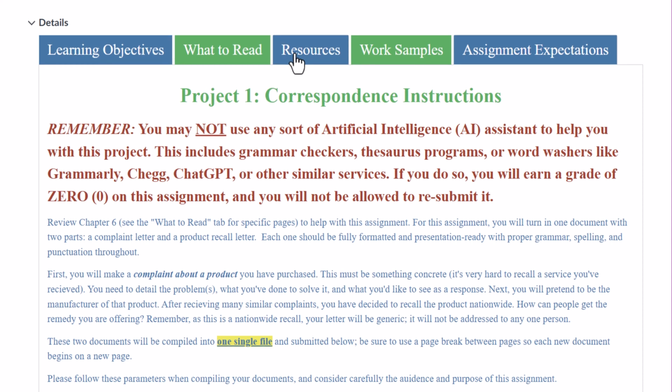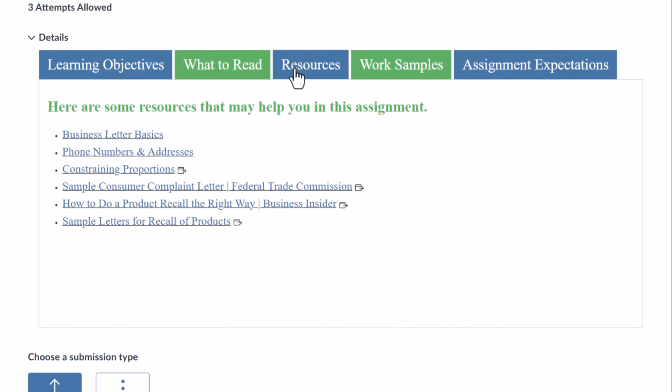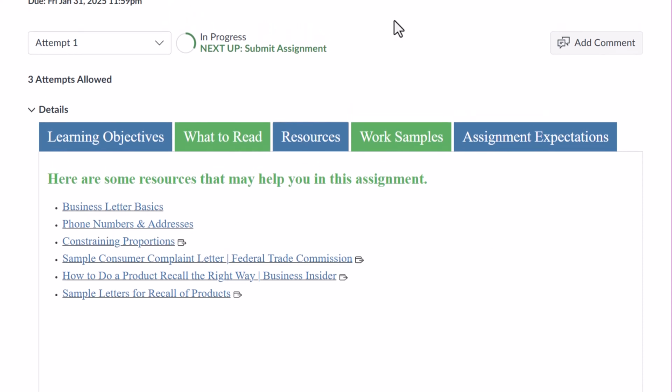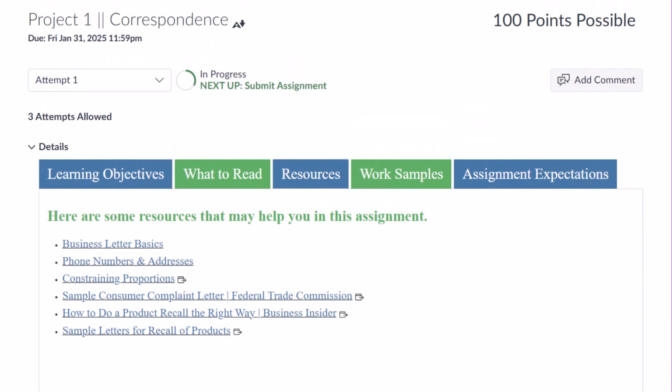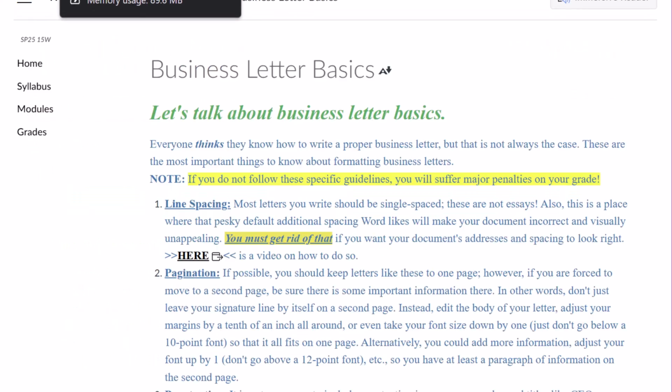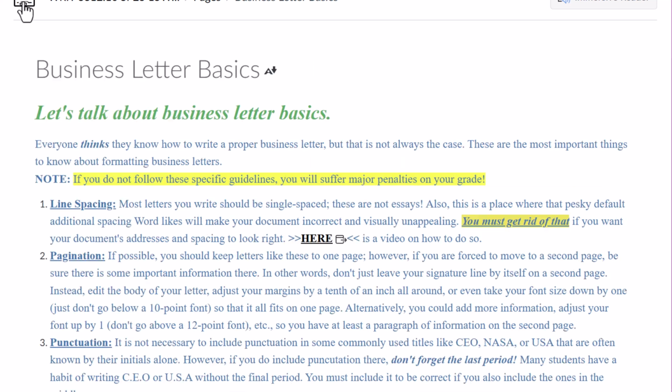I would like to call your attention particularly to some of the resources. The business letter basics and the phone number and addresses. These are some pieces of information that everyone thinks they know how to do until they do it wrong. Please don't do it wrong and lose points on your assignment.